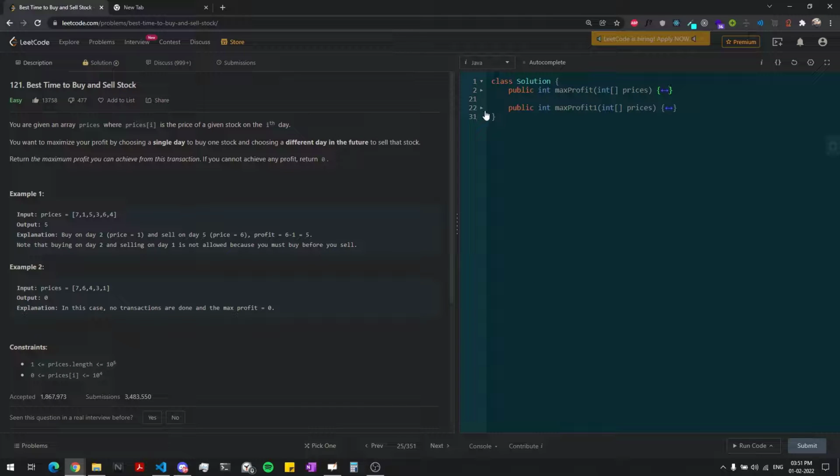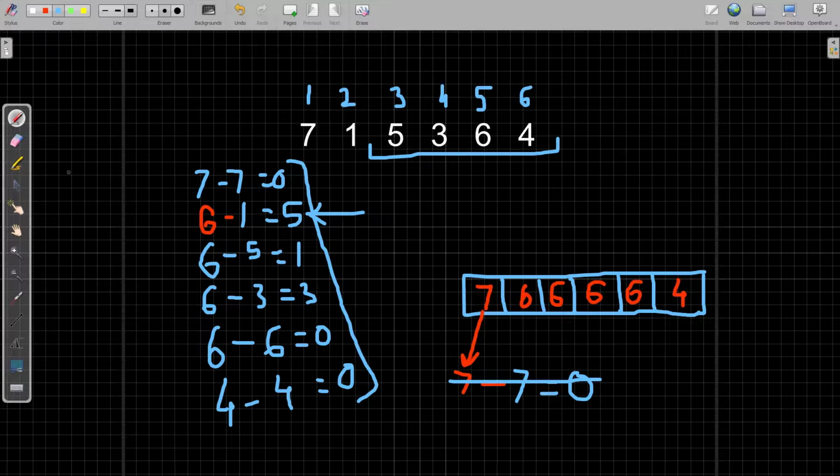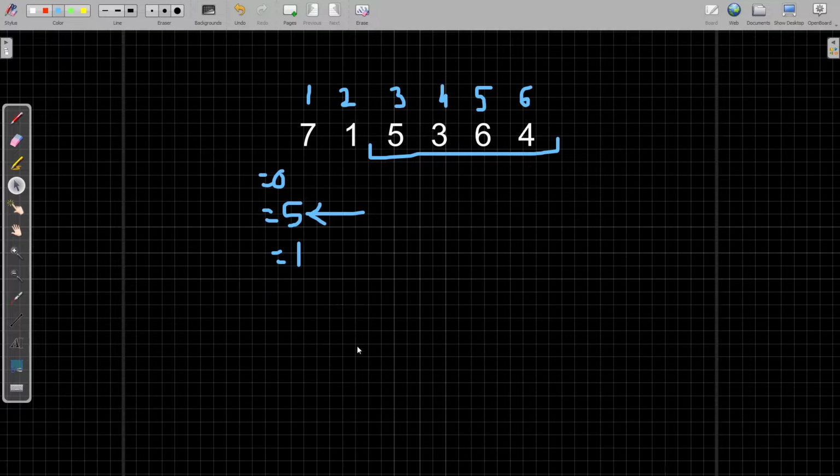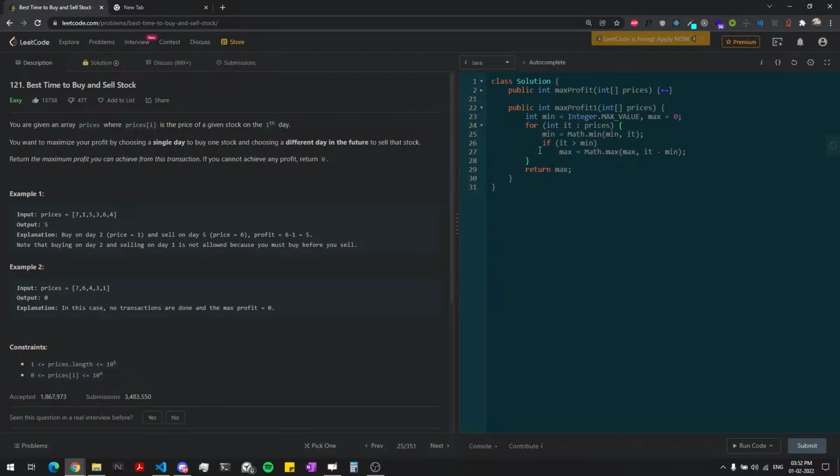And now moving to the next approach, where we don't need the array. So let's move to the editor. Let me clear everything out. So now let me just show you the code once, because the code is very short.